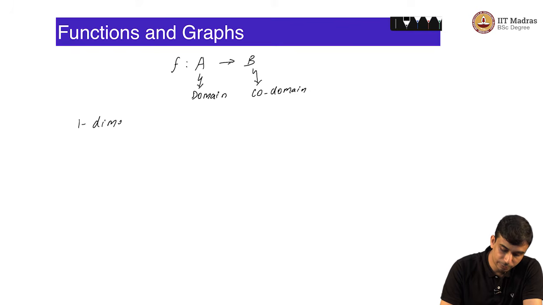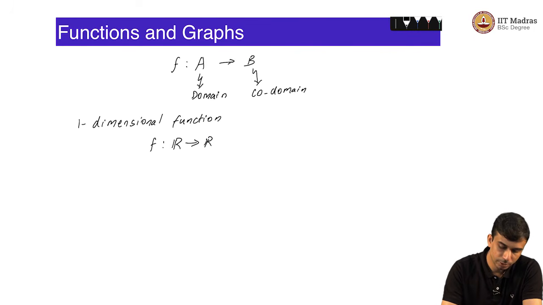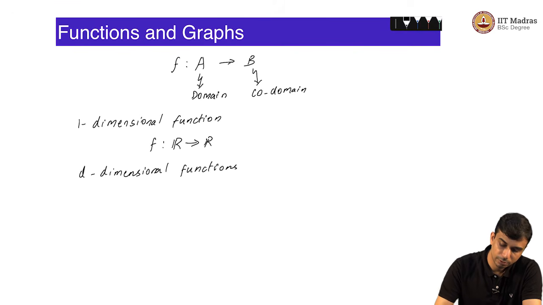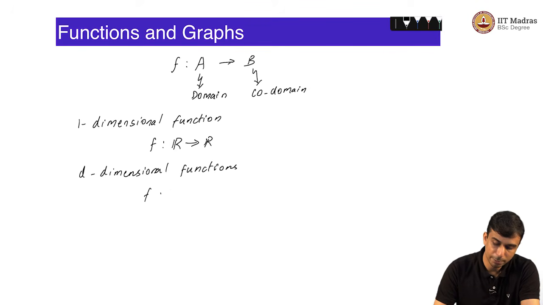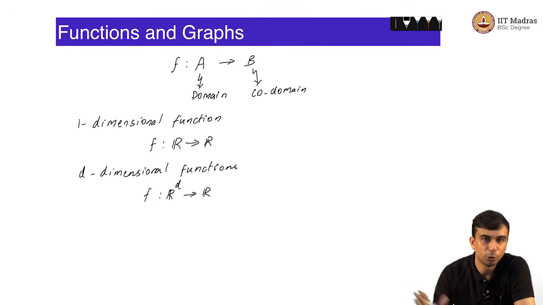Say, a one dimensional function means a function from reals to reals. That is, the domain is R1 and the codomain is also R1. We will often also be working with d-dimensional functions or multivariate functions, where the function f is a mapping from Rd to R. So, that is a function. A function is simply a mapping from the domain to its codomain.